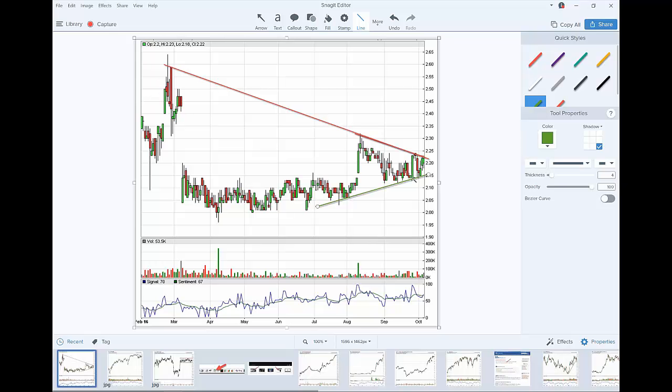I like the pennant that's building. If it can break out of this pennant to the upside, then I like it better. I think it's, at this point, maybe a 6 out of 10. If it can break through 225, I'd up my rating to a 7 out of 10.